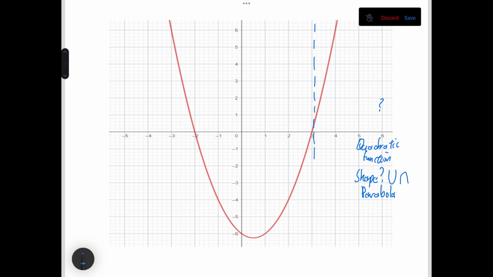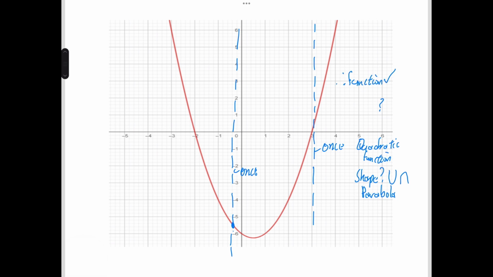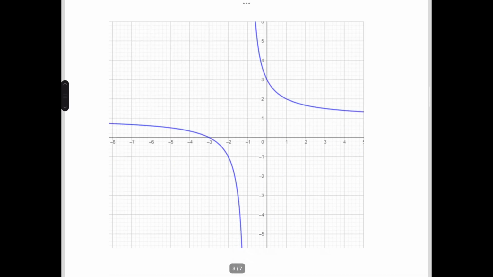Draw a dotted line down. It's always best to use more than one in order just to test if it really works. Right, let's see how many times it cuts. Once there, and then once again. So therefore, we can conclude that this is a function. There we go. Right, let's move to the next one.